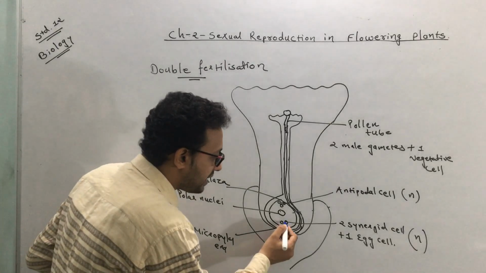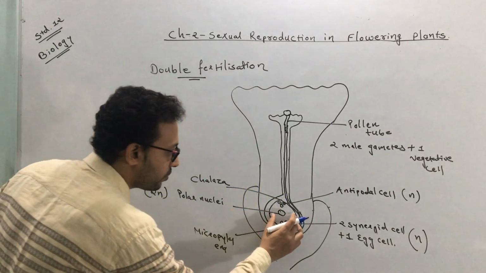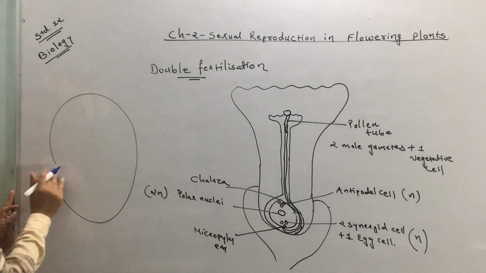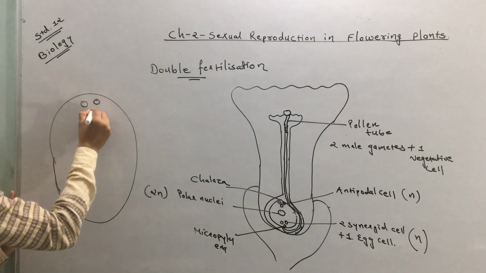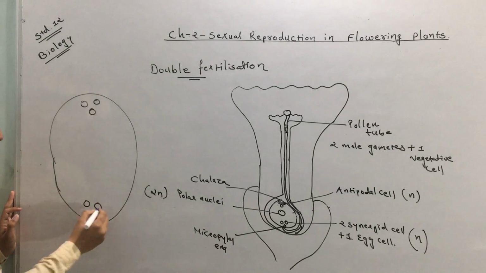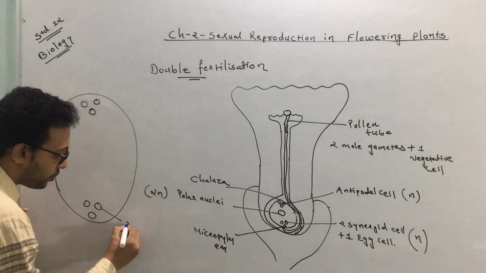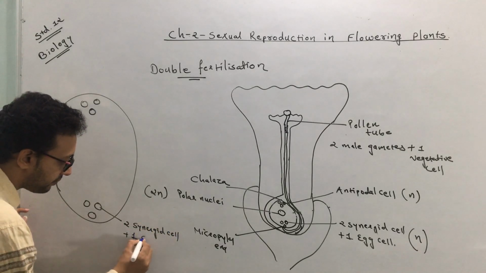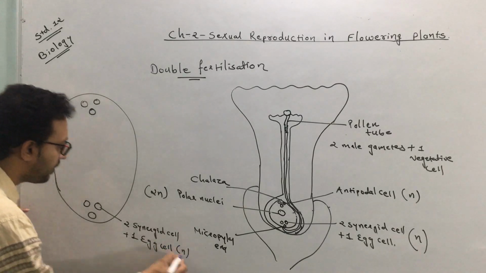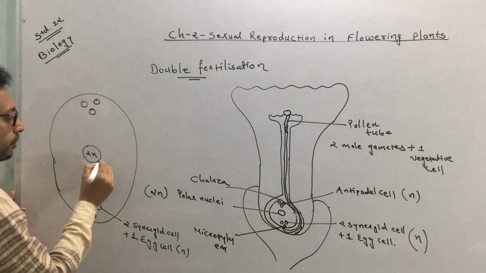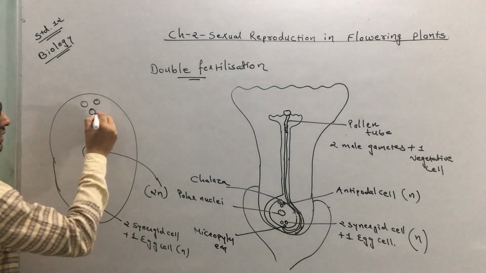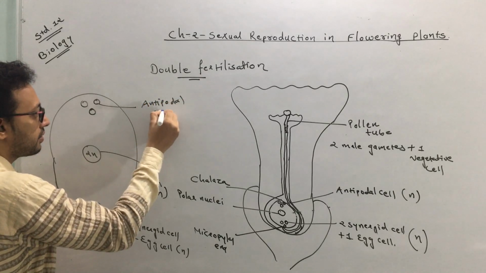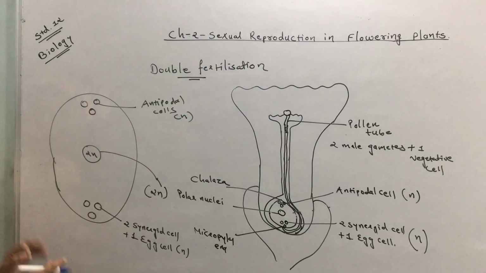Now, once it is in the micropylar region, I am enlarging this portion of the ovule so you can better understand. These are the 3 cells. What are these 3 cells called? 2 synergid cells and 1 egg cell, all haploid. In the center there is the polar nuclei. The 3 cells at the chalazal end are the antipodal cells. They are also haploid.